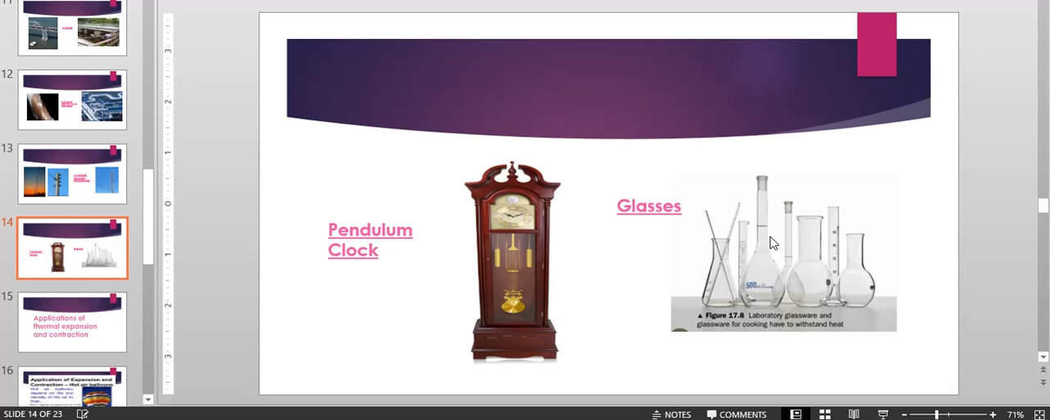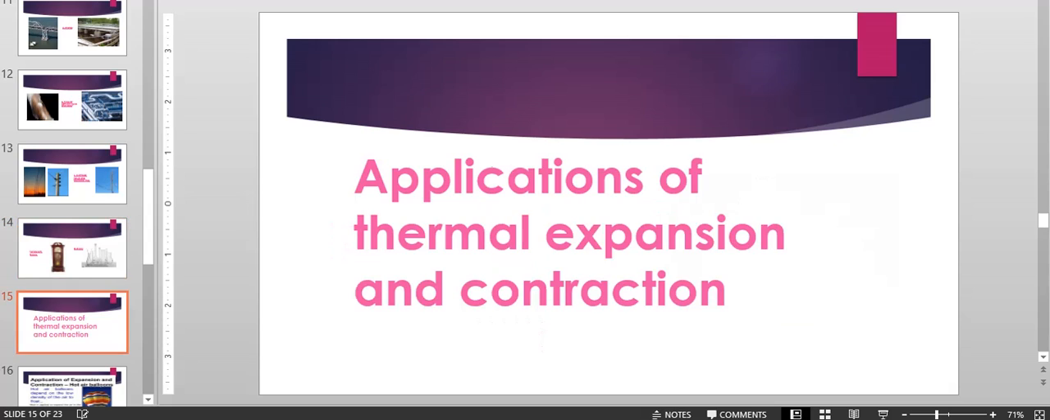These Pyrex glassware do not usually crack when hot liquid is poured into them because they expand very little when heated. That is the reason why most of the laboratory equipment is made of this Pyrex material. So these were some useful and some harmful or noxious effects of thermal expansion and contraction. Now let's move towards our next topic, that is applications of thermal expansion and contraction.